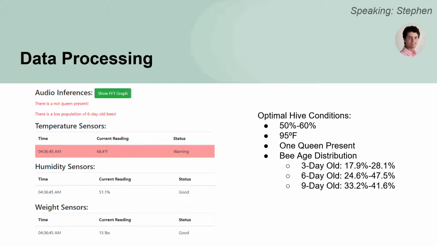When processing the hive data, the base station performs calculations to determine if there are any hive conditions that may be cause for concern. The base station checks that hive humidity and temperature are within acceptable ranges and performs a fast Fourier transform on the audio sample. From this, the base station can compile inferences about the health of the hive. We are monitoring the hives for conditions such as the presence of one or multiple queens, signs of possible mite infestation, and the age distribution of 3, 6, and 9-day-old bees.